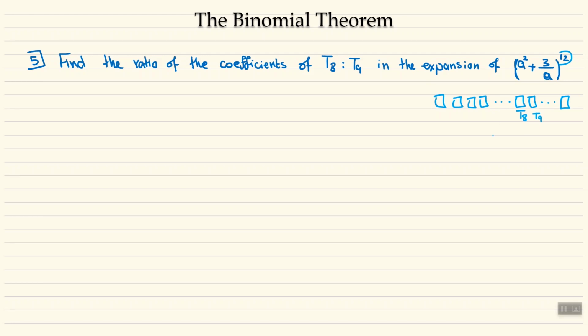Each term, as we have seen before, is usually composed of a coefficient and an x or y, or a in our case. For example, T8 will be something like 81a cubed, or whatever. This is called the coefficient, and this is the variable. So they want the ratio of the coefficients. They don't want the variable. They just want the coefficient of T8 and the coefficient of T9. If we divide them over each other, how much do we get? And how do we do that?